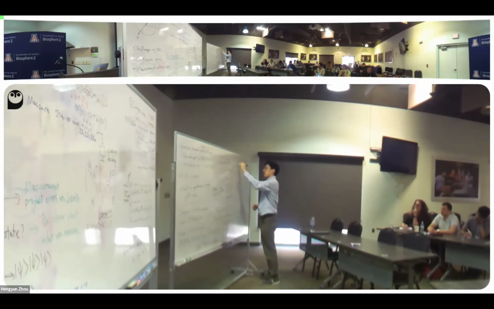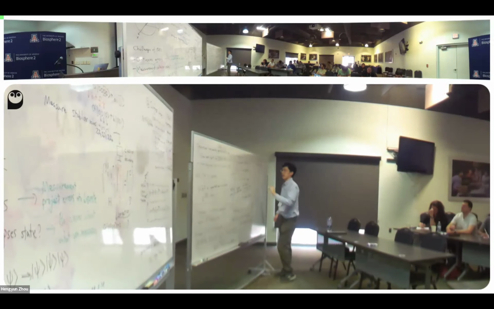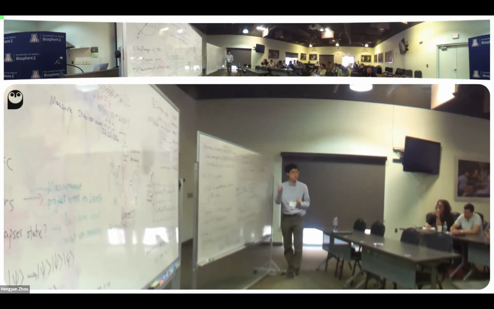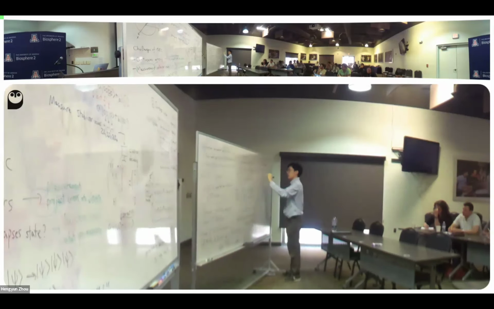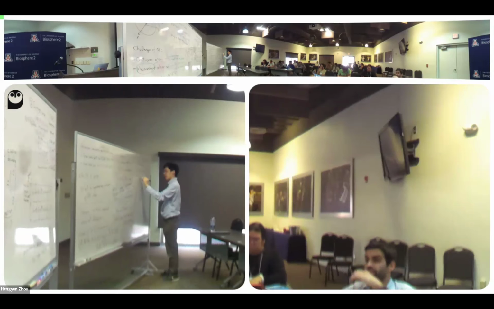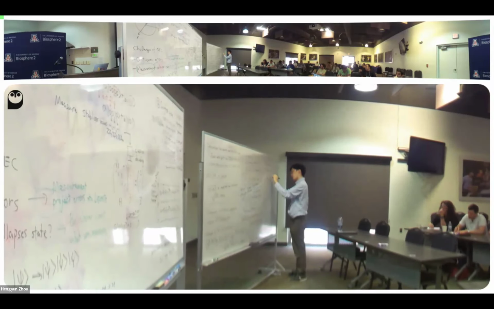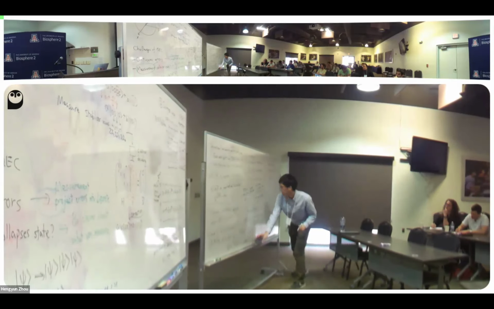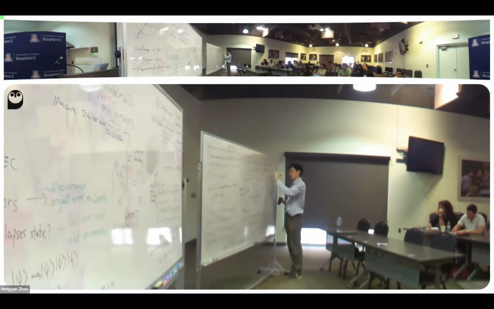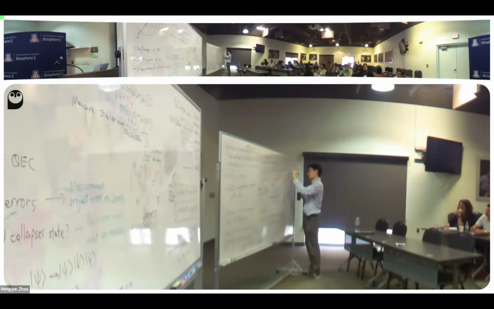So one of the really important things in error correction is this idea of a threshold theorem, which says that if your physical error rate p was less than some threshold error probability, then the logical error rate scales as some constant C times (p over p threshold) to the d over 2.